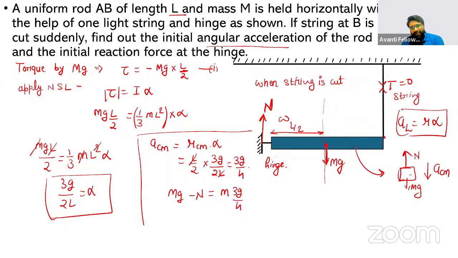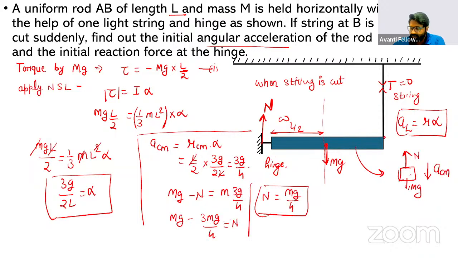Okay, now see, from here this becomes 3mg upon 4, so the value of N will be mg minus 3mg upon 4, equals N, and here you can say N is equal to mg minus 3mg by 4, which will become mg by 4. So this is the reaction. Okay, so you will see such questions everywhere in JEE also, where we cut the string and then calculate the reactions and the angular acceleration of the system.